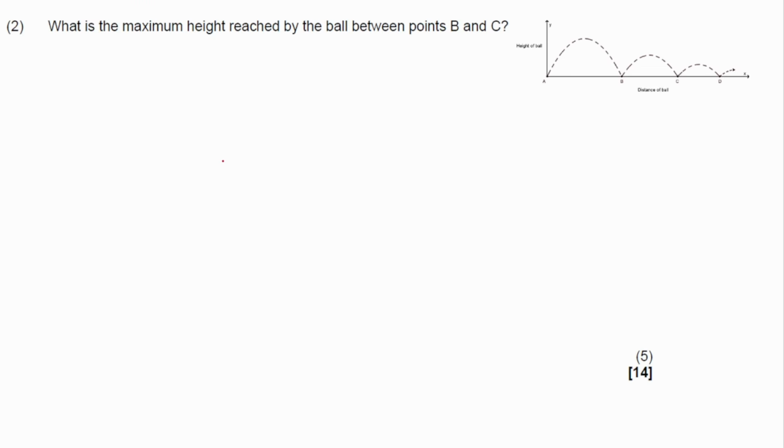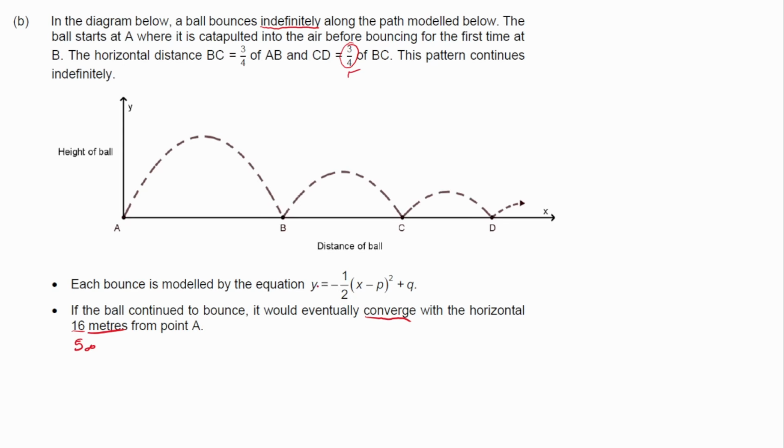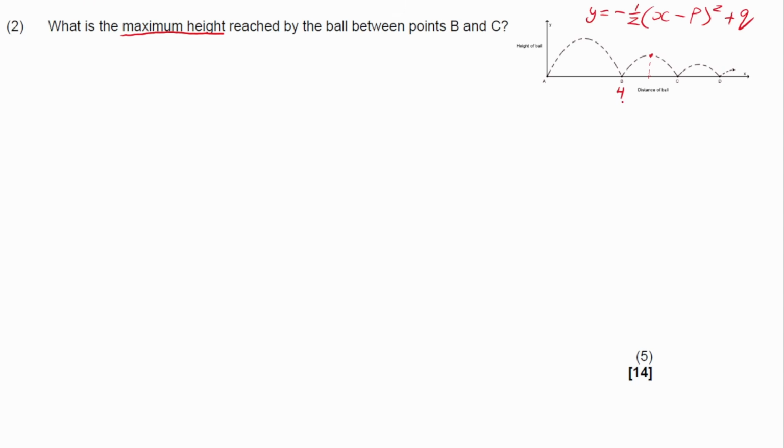Good. In the next question, they ask for the maximum height reached by the ball between points C and B. So they want the maximum height. So they want this over here. They want this vertical height. So we know B is 4. And we know that any given parabola, so B to C or C to D, is given by this equation. This was given in the information. I'll show you in a second. It's given over here. They gave us this. Okay. So we know that information.